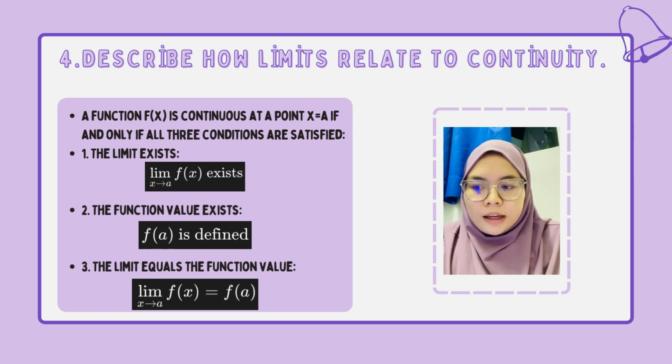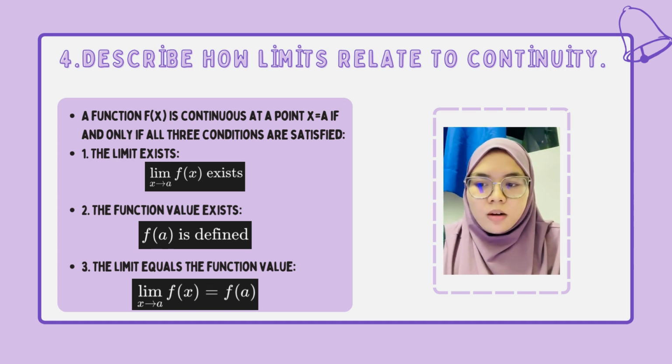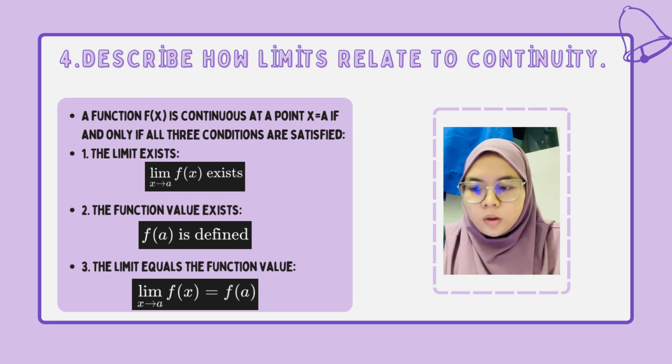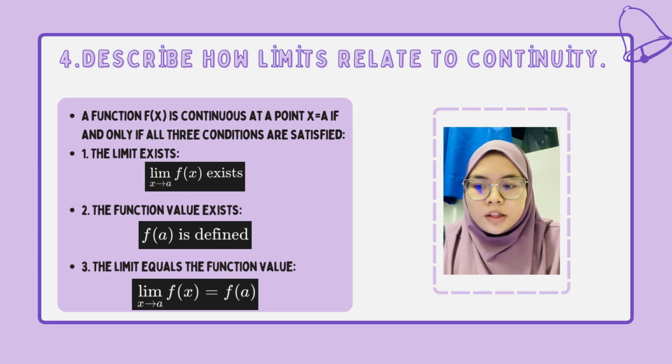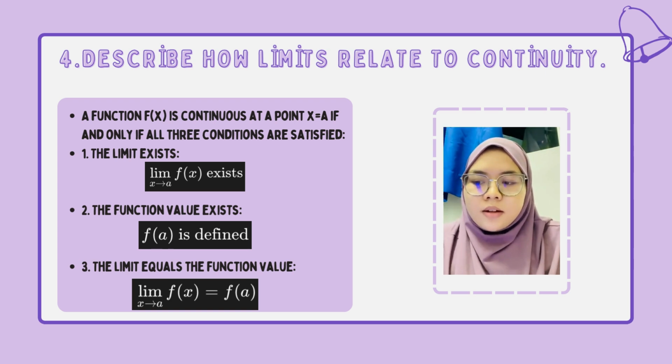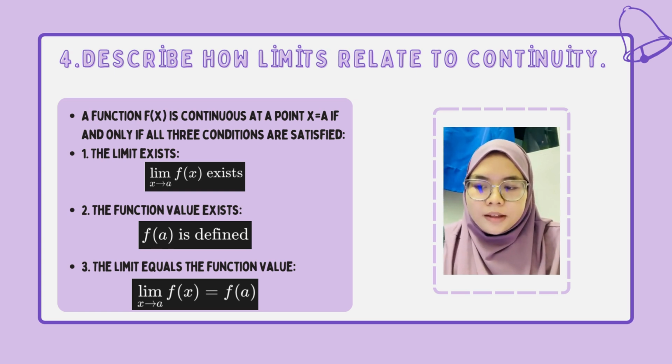Number 2, types of discontinuities. There are 4 main types of discontinuities. Number 1 is removable. The limits exist, but the function value is missing or wrong. The graph has a hole. Next is jump. Left limit and right limit are not equal. The graph suddenly jumps to another value. Infinite. The function goes to positive or negative infinity near a point. Next, oscillating. The function oscillates rapidly near a point, causing no limits to exist.